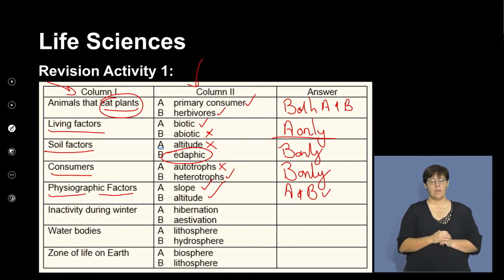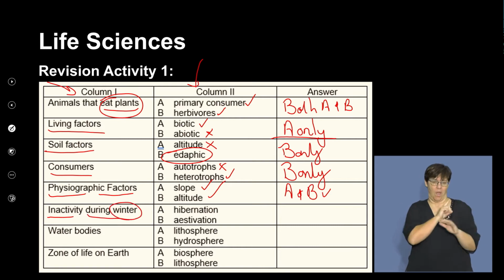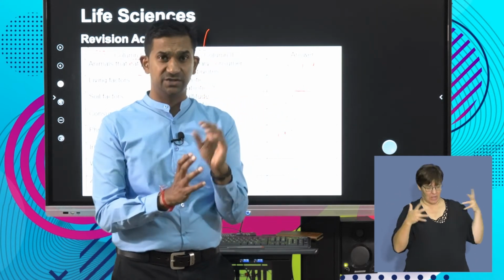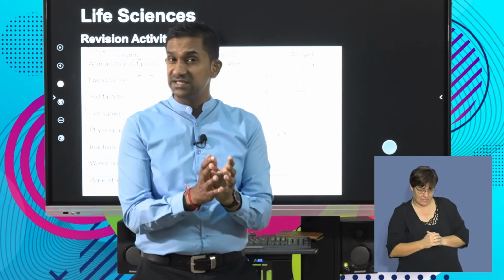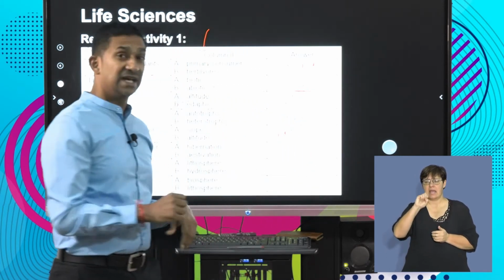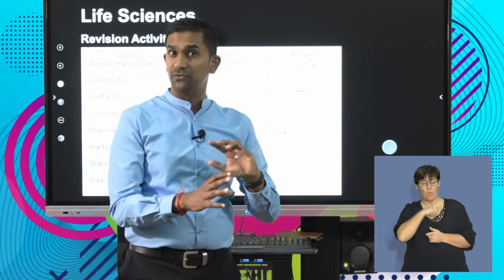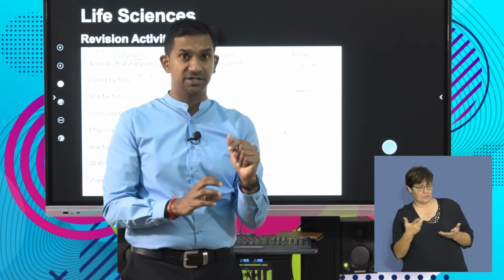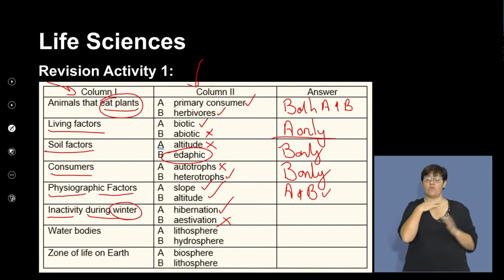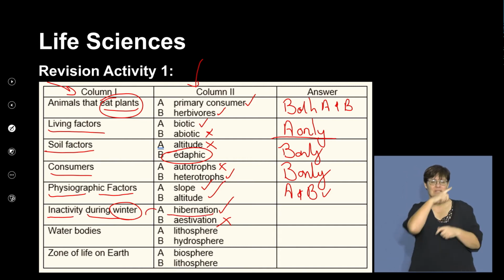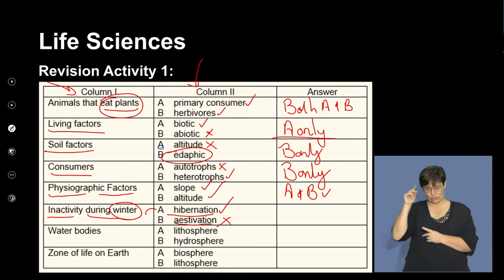The next description is inactivity during winter. So guys, we know that some animals, to avoid the harsh environmental conditions or the extreme drop in temperatures, will go through a process of a winter sleep, and that process is called hibernation. We also know that there's a term called estivation, which is a summer sleep, and that is to avoid the unfavorable or the extremely hot conditions. So here we've got two terms, hibernation and estivation. Hibernation describes the winter sleep, and estivation describes a summer sleep. And so the answer here is A only.